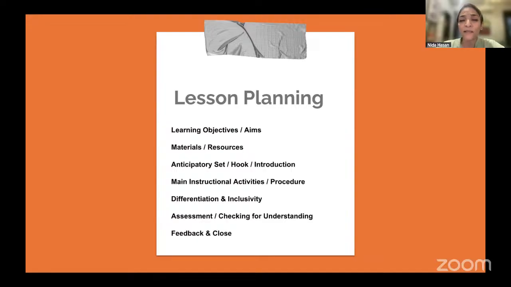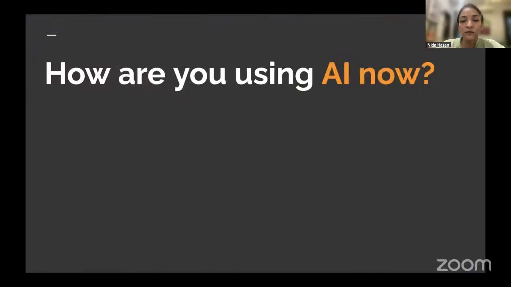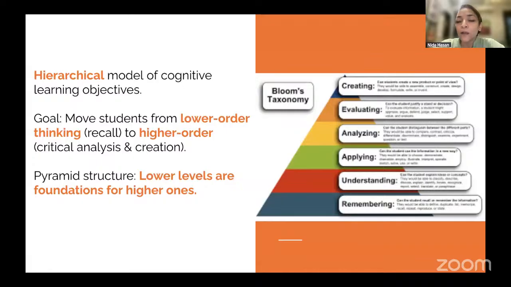Now, these are the basic elements that are there in a lesson plan. Now, how can we use AI to do our lesson planning according to Bloom's? Now, why is Bloom again important? If you look at this over here, if we go back to this, Bloom has all these levels. So, depending on what your lesson plan's goal is, is the goal to make sure that the students remember, or the students are understanding the concept and applying it?